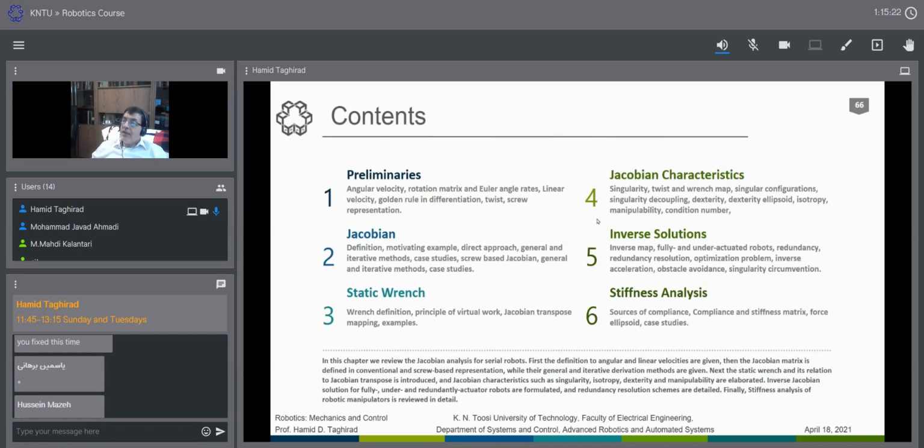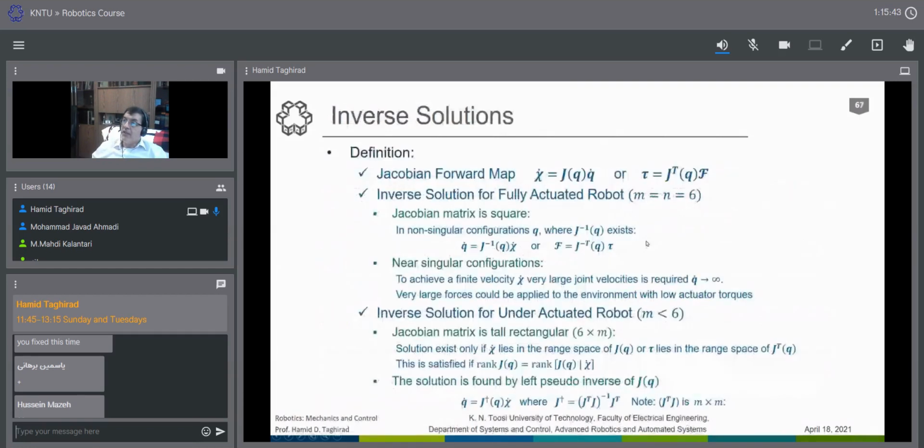Now that we have defined the Jacobian characteristics, the dexterity, the isotropy, and the condition number, we can go to the very interesting last part, the inverse solution of the problem, which is basically finding this inverse map. And it is very important.